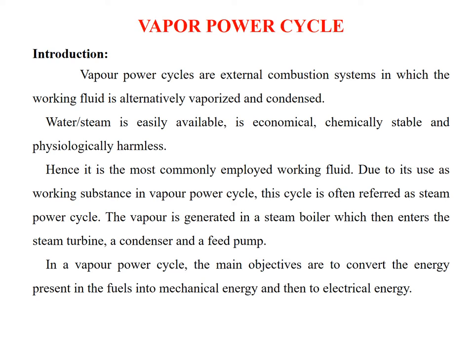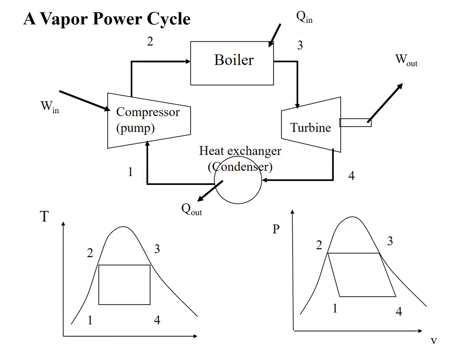And what is the main function of a vapor power cycle? It is to convert fuel energy into mechanical energy, then into electrical energy. These are the main components of a vapor power cycle. One is a compressor, or it may be a pump. Usually it is a pump only. Then a boiler, then a turbine, and then a condenser.